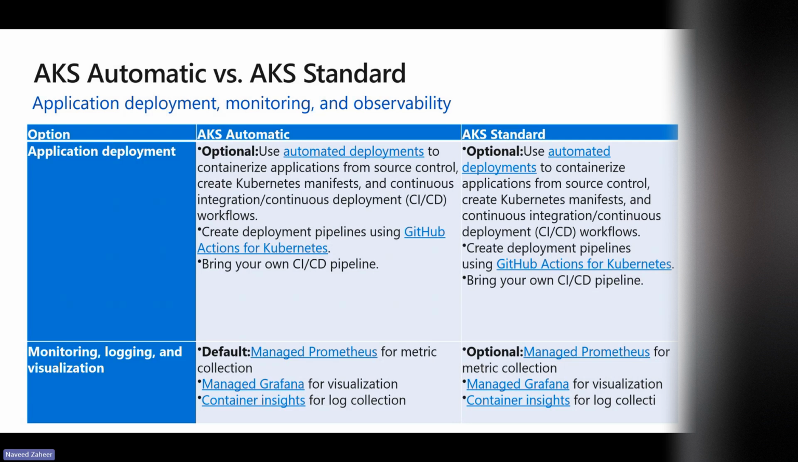In the case of application deployment, not much is different. Both support automated deployments, and you can take advantage of that. You can create your pipeline using GitHub Actions, so that's there as well. So that's not much different in this particular scenario. Of course, for monitoring and logging, the default is managed Prometheus. In the case of AKS standard, that is optional.